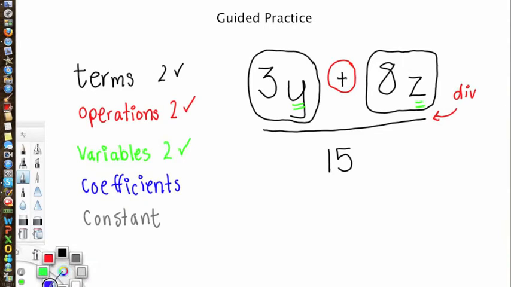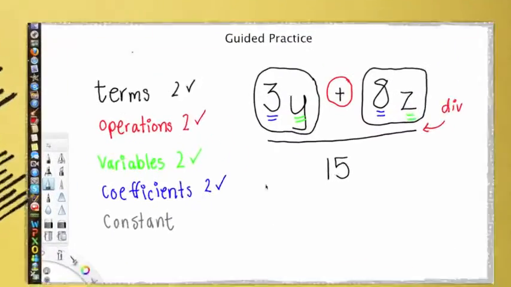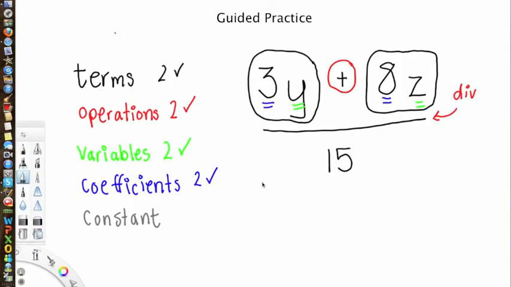And coefficients. A coefficient is a number or constant that comes right before a variable. It tells us how many variables we have of each. And we have 3 y's and we have 8 z's. And that's it for coefficients. We have 2 coefficients as well. Now, what about constant? A constant? Well, that's a good question. And the answer is no. No, there is no constant.